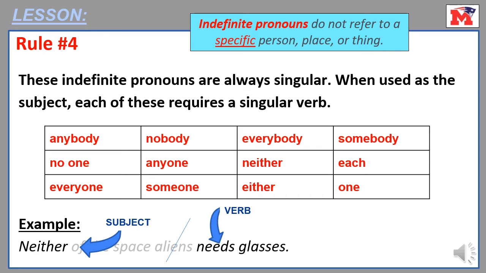Here's a good example below. Neither of the space aliens needs glasses. We have those words in between our true subject and verb, so we take those out. Put a line between the subject and verb. Neither is our subject. Neither is an indefinite pronoun. It doesn't refer to a specific alien. Since it's singular, then we use needs instead of need. We use a singular verb. Again, rule number 4, if any of these indefinite pronouns are used, they're always singular, so you always use a singular verb.